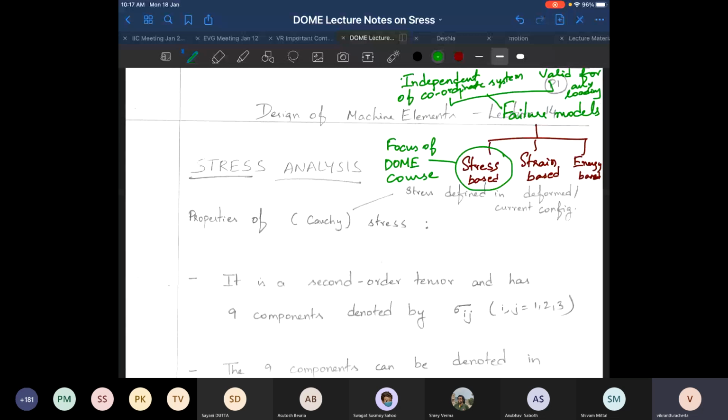So now before we get to the failure models, you need to get a good understanding of the concept of stress itself.